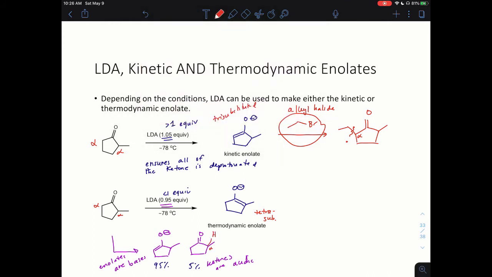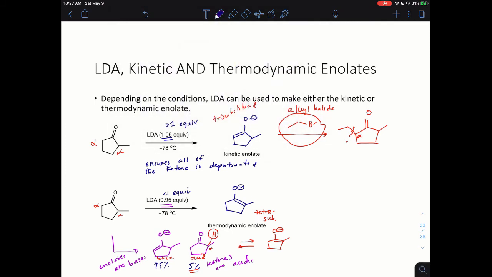And so this little bit, this little 5%, it donates its proton to the kinetic enolate. And so it gets deprotonated here, and it establishes equilibrium. So this acts as the acid, this acts as the base. It establishes an equilibrium until all of the enolate isomerizes to the thermodynamic enolate. That's pretty cool. So we can use LDA to get both enolates.